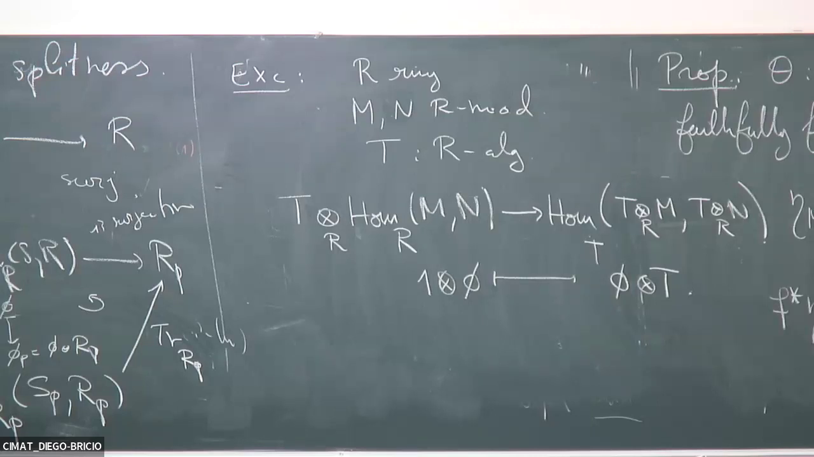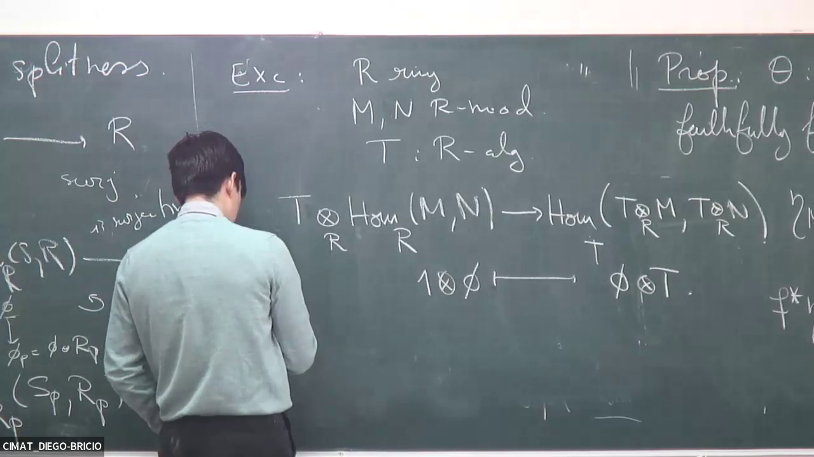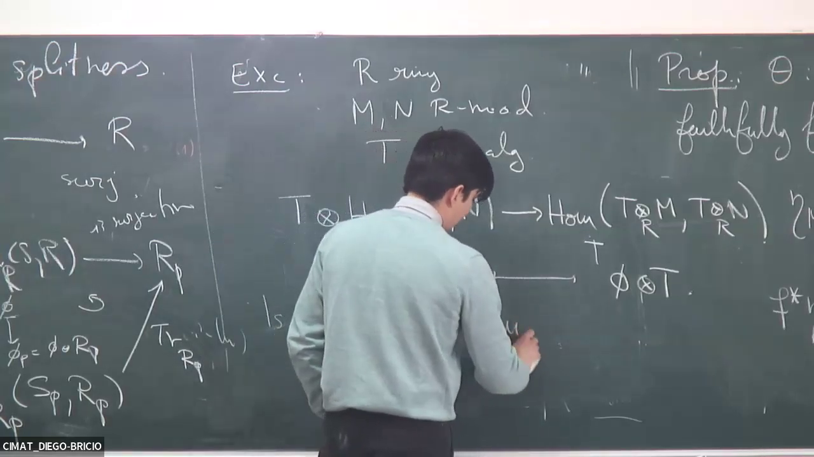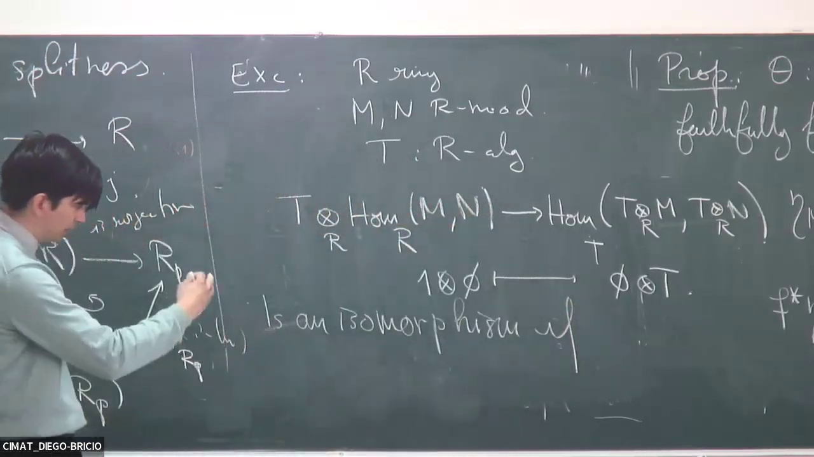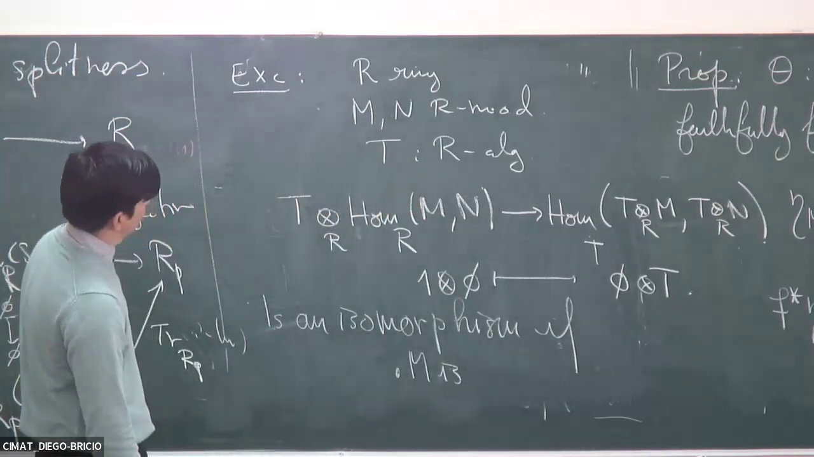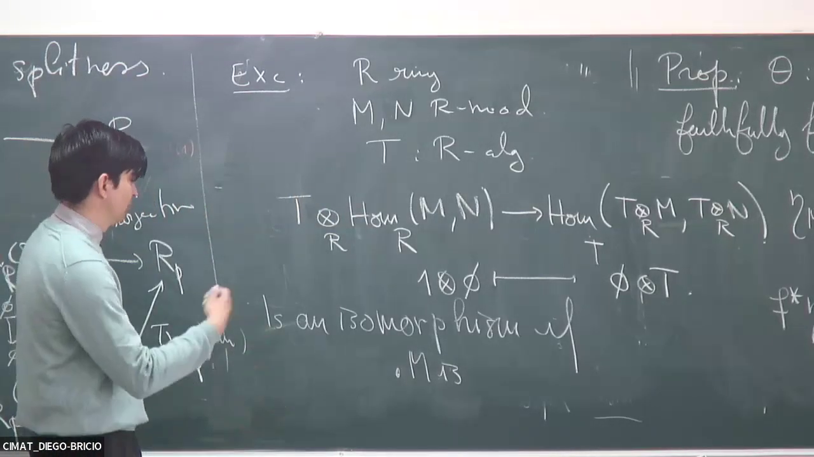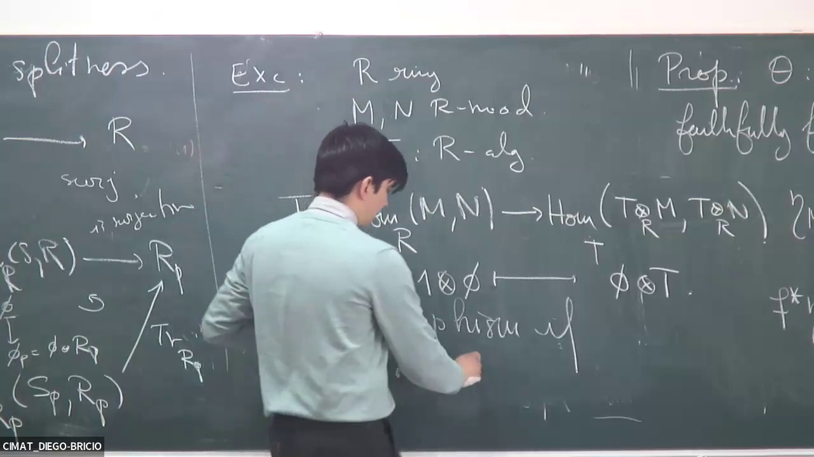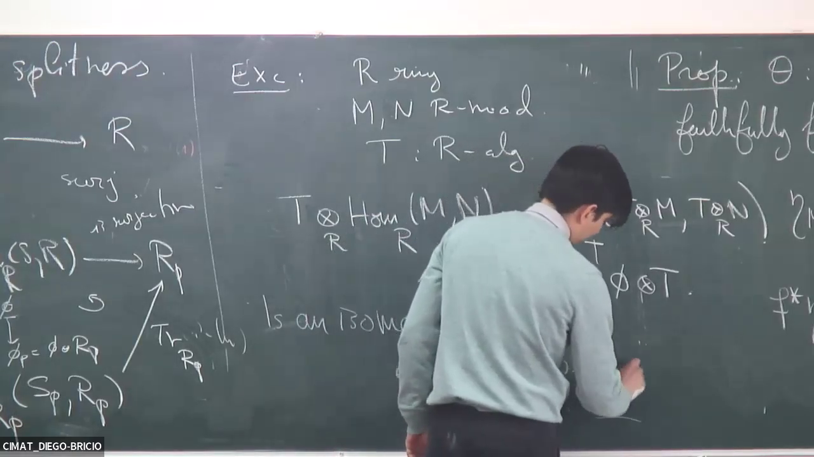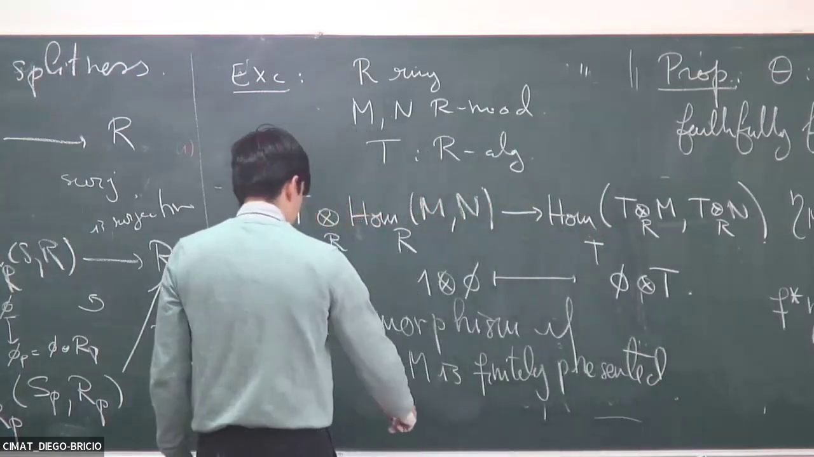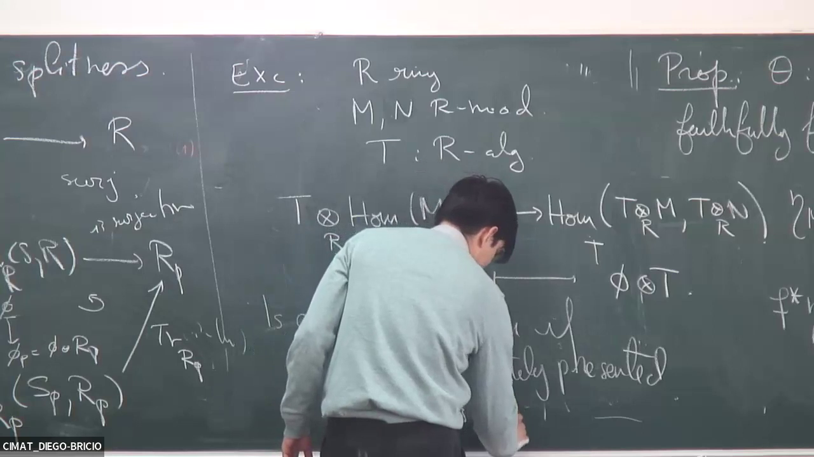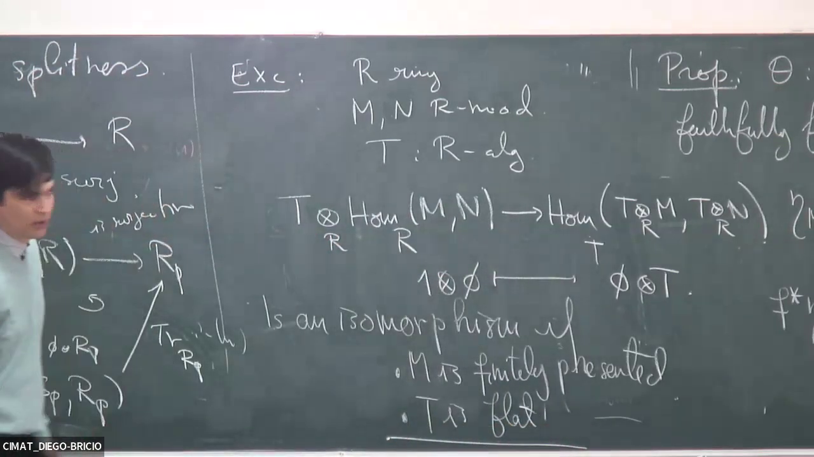And when is this an isomorphism? It's not an only if, it's just if, at least two things. And well, here our convention is that everything is Noetherian, right? But even if R is Noetherian, all you need is that M is finitely presented. If R is Noetherian, then this means that it is finitely generated. It's the exact same thing. And T is flat. T is flat. And so how does this work?